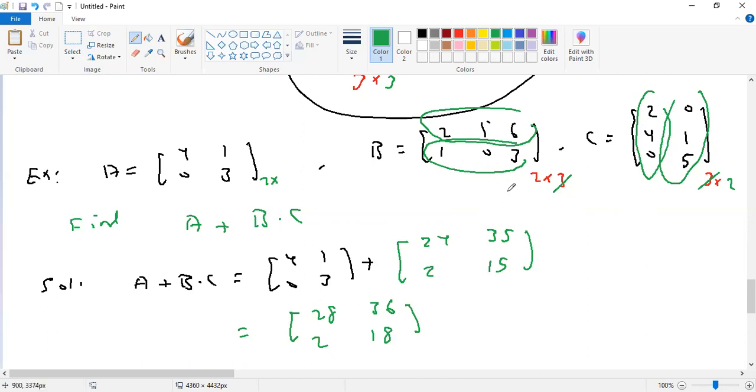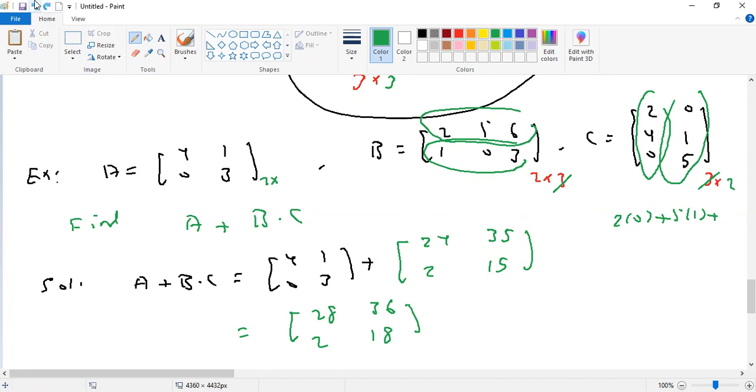Again, first row by first column: 2 times 2 is 4, plus 5 times 4 is 20, 24, plus 6 times 0 is 0, so it's 24. I write 24 here. Then the first row by the second column: 2 times 0 is 0, plus 5 times 1 is 5, plus 6 times 5 is 30, so it'll be 35. I wrote it here, 35, and that's correct.